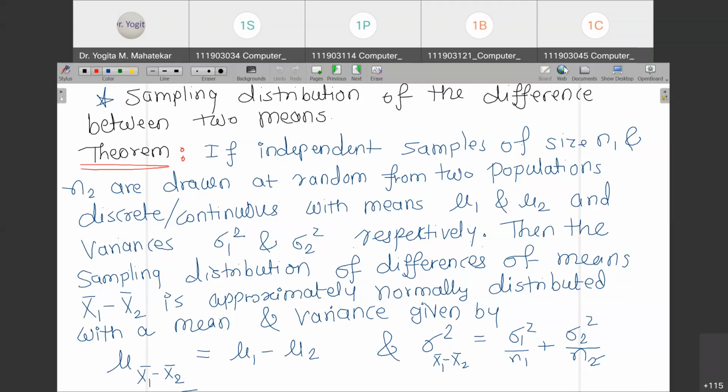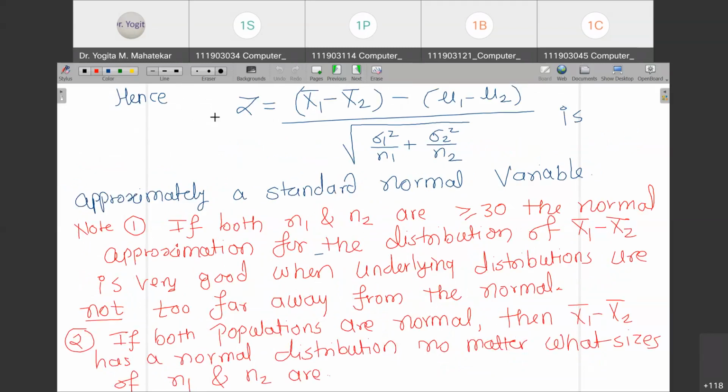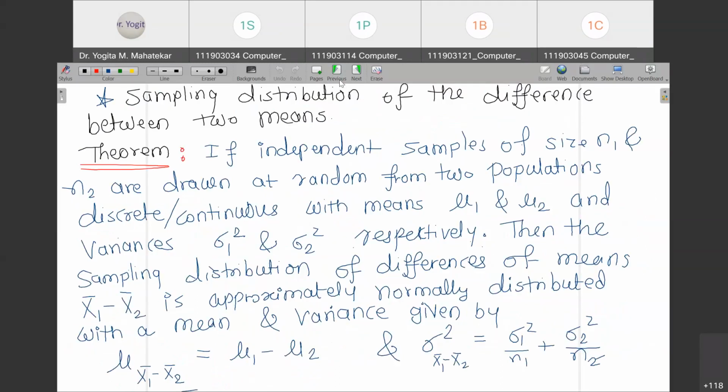So, the sampling distribution of the difference between two means is the next topic. Of course, it depends upon the sampling distribution of means that we have just now studied. There is an important theorem which talks about the difference between two means of two different samples. Okay, so let me scroll further. Just a minute, I want to go to the previous slide. So let me first of all read the theorem.